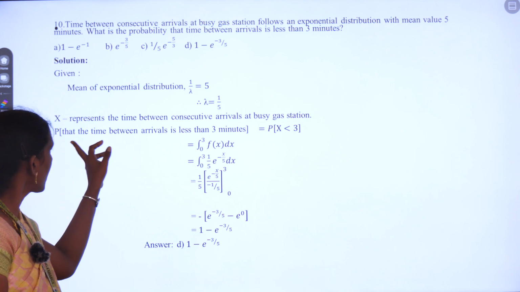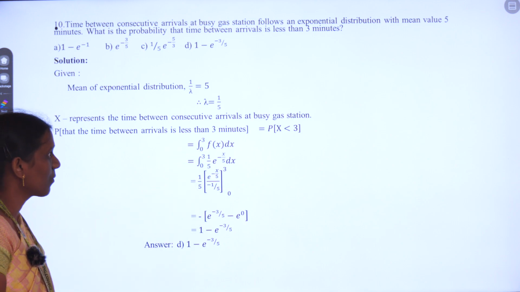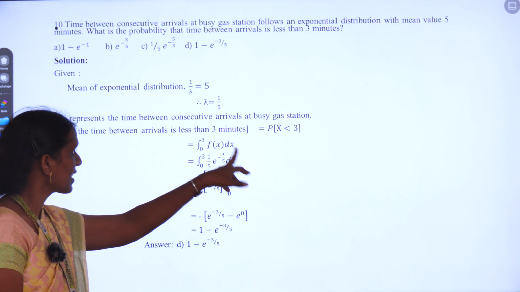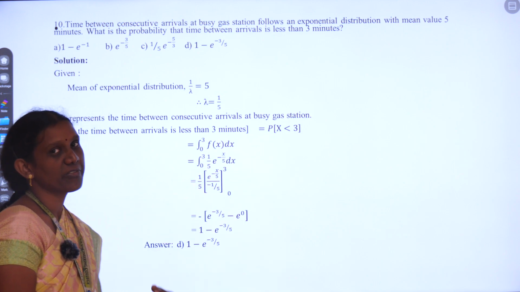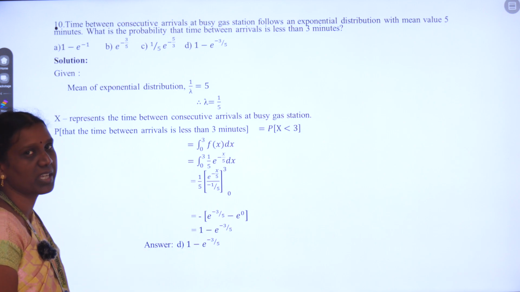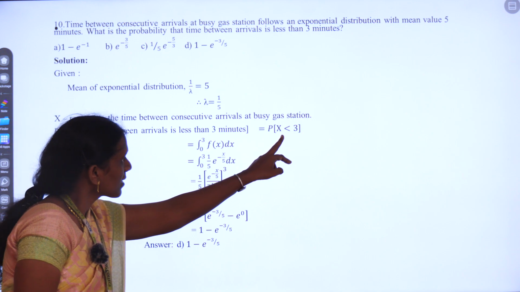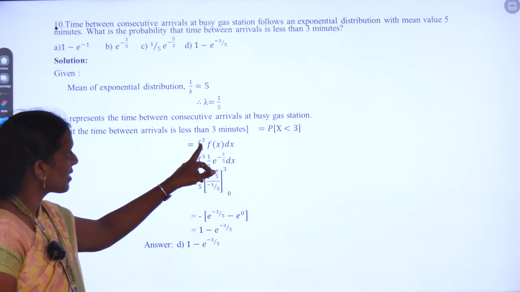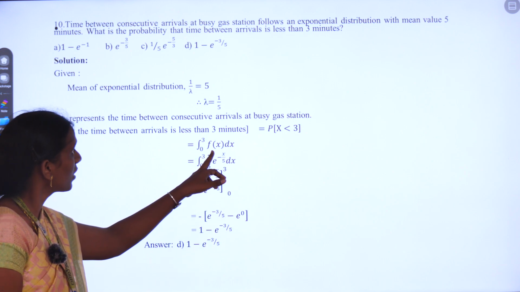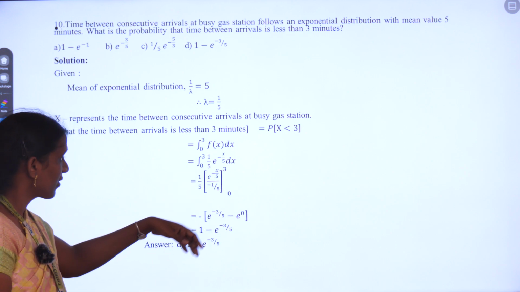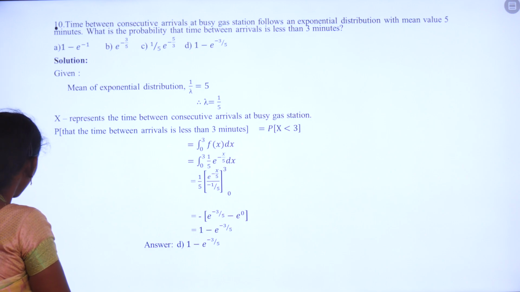We were asked to find the probability that the time between arrivals is less than 3 minutes. So this is equal to probability of x less than 3. Since we were asked to find probability of x less than 3, we can use the formula integral f of x into dx. Less than 3 means the upper limit is 3 and the lower limit obviously is 0, f of x into dx. Now what is f of x? We know f of x is equal to lambda into e power minus lambda x.